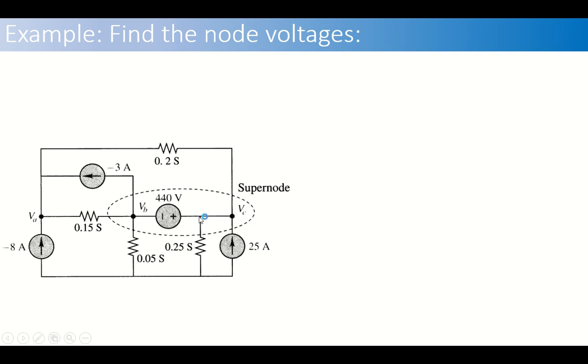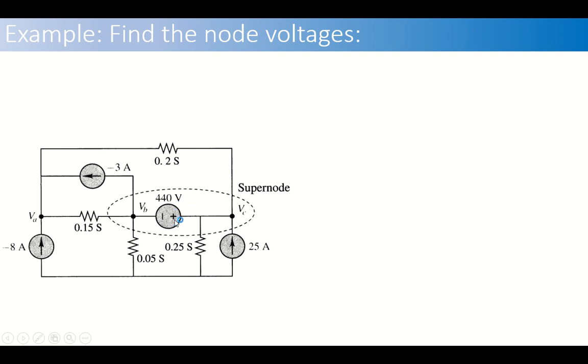And this is another node. Let's call this node C, so voltage here is VC. You can see that in this circuit, current sources and batteries are also involved. Current here is given as minus 3 ampere. Minus 8 ampere flows from downward to upward direction. Here 25 ampere flows from downward to upward direction, and between points B and C, you can see that a 440 volt battery is connected.